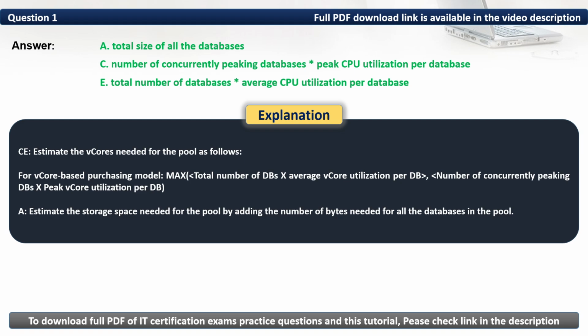About options C and E, estimate the vCores needed for the pool as follows. For the vCore-based purchasing model, MAX((total number of databases * average vCore utilization per database), (number of concurrently peaking databases * peak vCore utilization per database)). About option A, estimate the storage space needed for the pool by adding the number of bytes needed for all the databases in the pool.